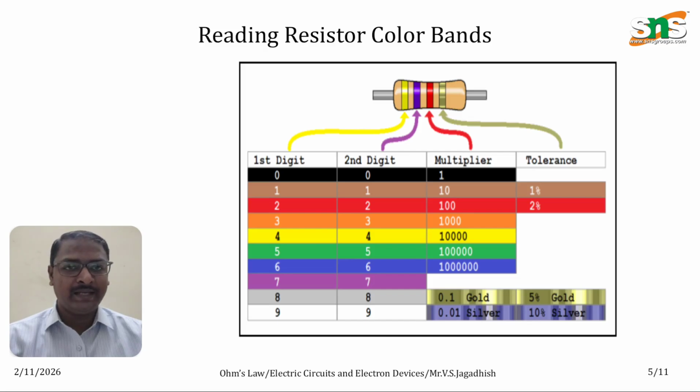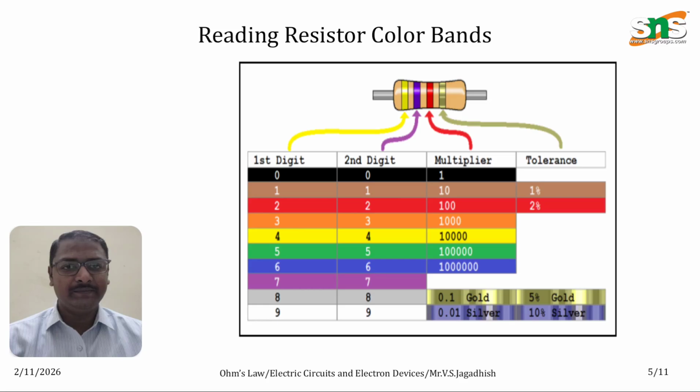The yellow stands for number 4. So first value is taken as 4. The second value is taken as 7 because of the violet color. 7 is taken. So 4, 7, and third is a multiplier. So we have to multiply 47 into 100. So totally we get 4700 as the total. Since the third color is red, we have to multiply that 100 with 47.